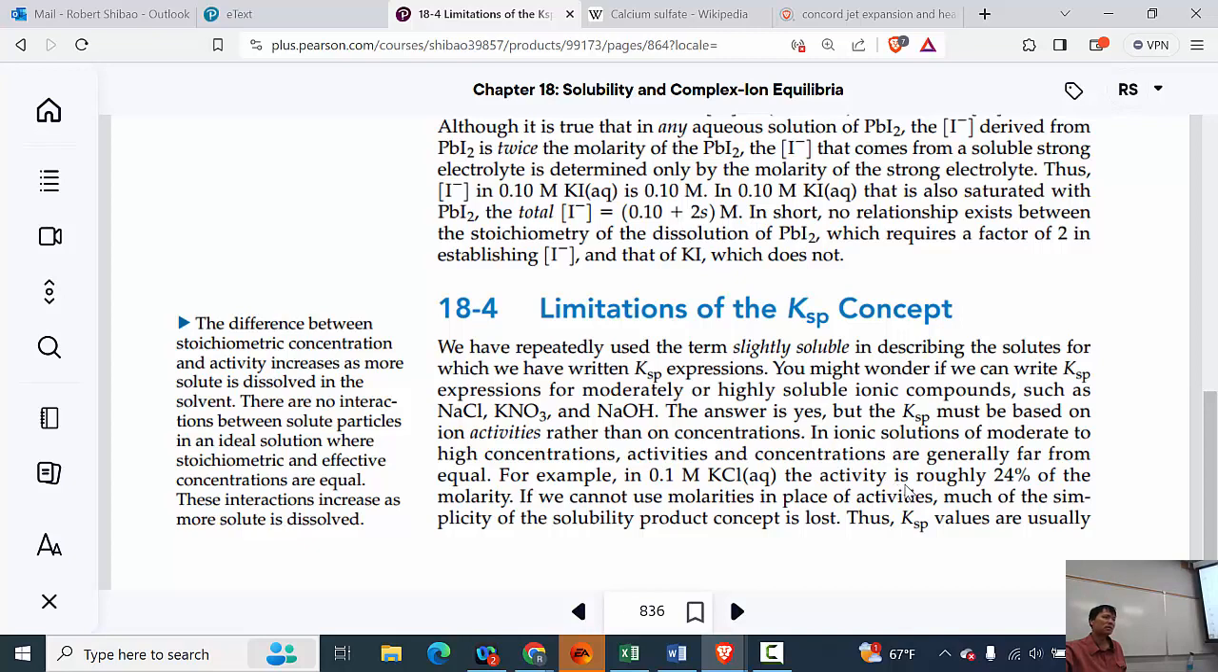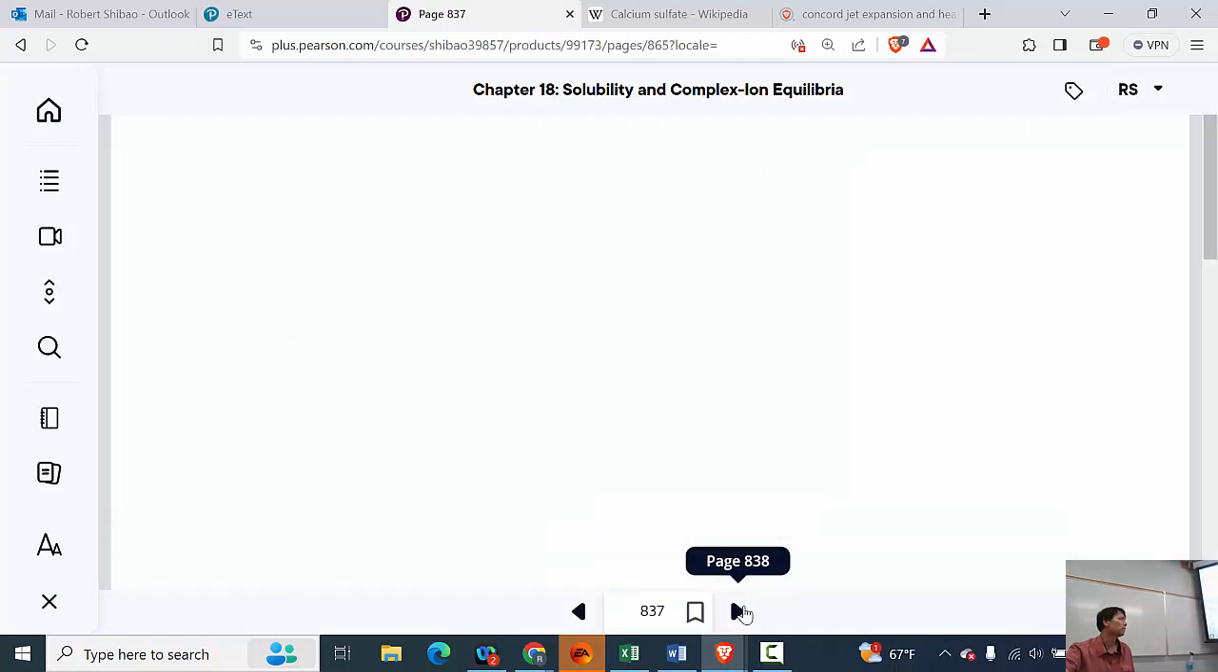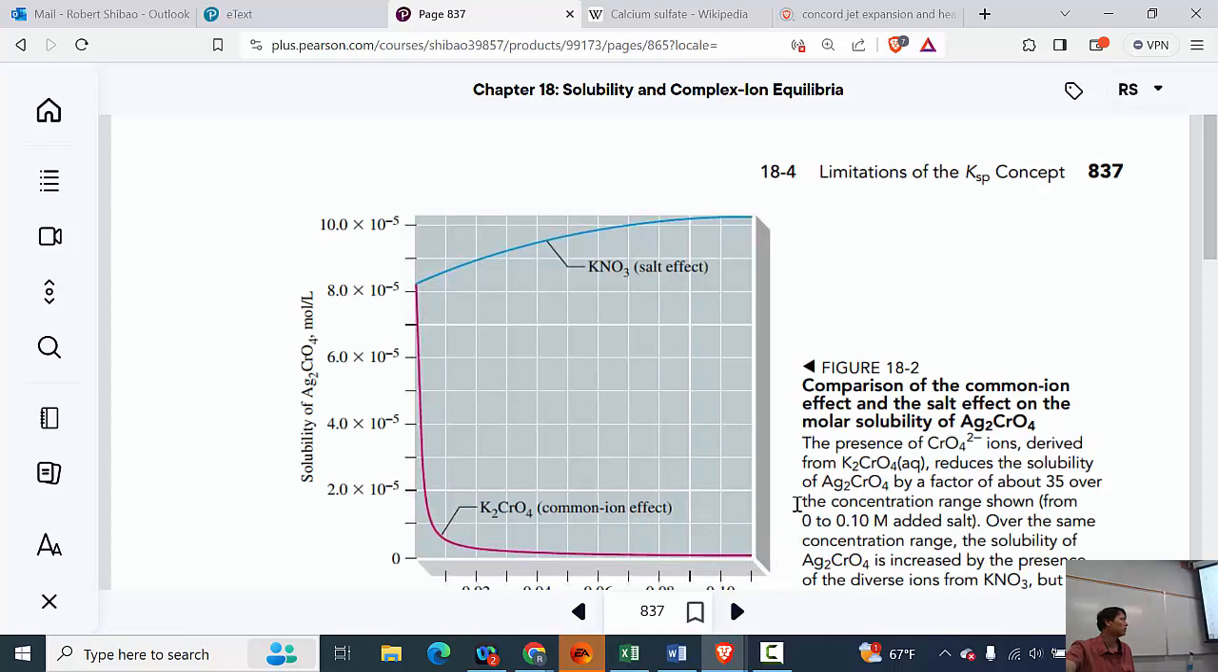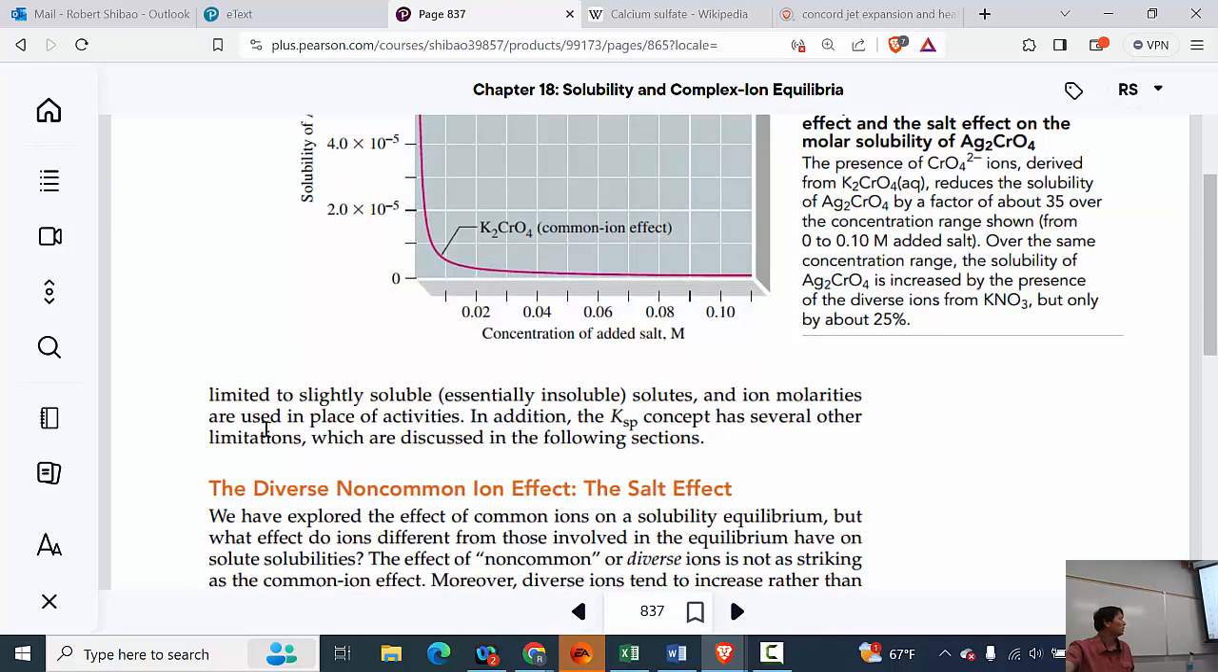And so these calculations are pretty meaningless. It's like if somebody asked you to do an ideal gas law calculation at 1 million atmospheres. It'd be kind of stupid to do. It's going to be so far off. Probably at 1 million atmospheres, the gas is already liquefied, or there are other things. And so we limit these Ksp calculations to slightly soluble, essentially insoluble solutes, and ion molarities are used in place of activities.